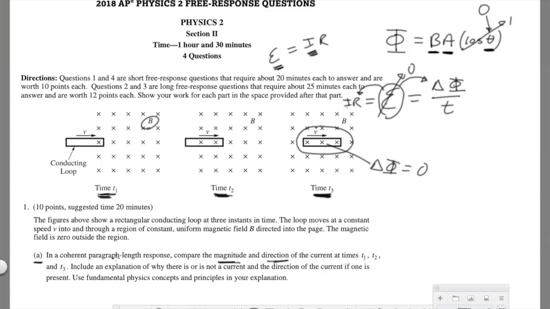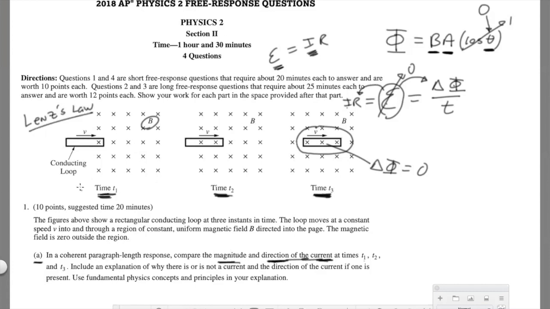So let's just go through. Oh, we didn't talk about direction yet. Okay, the direction of the current. Now, to figure out the direction of the current, I'm going to explain it two different ways. So the first way is Lenz's law.